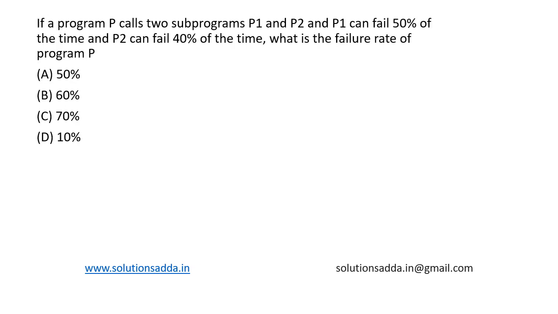This is a question for probability. If a program P calls two subprograms P1 and P2, and P1 can fail 50% of the time, P2 can fail 40% of the time, what is the failure rate of program P? So program P fails when either P1 fails or P2 fails. That is, failure of P1 plus failure of P2 is equal to failure of P.